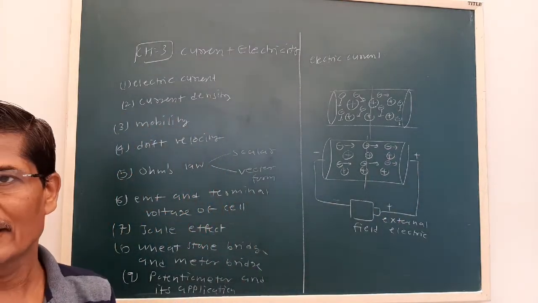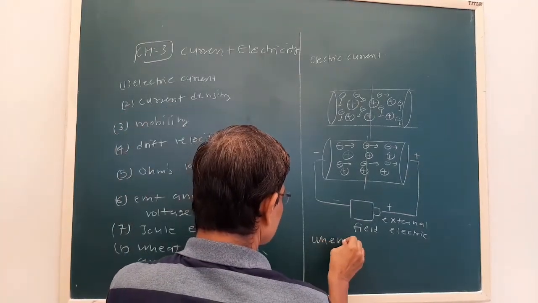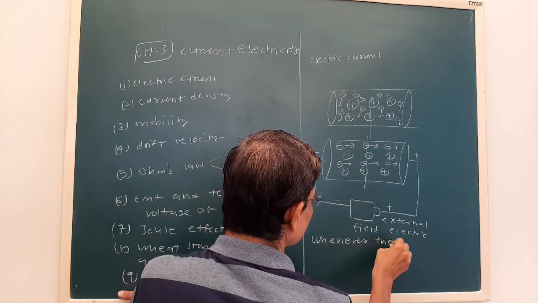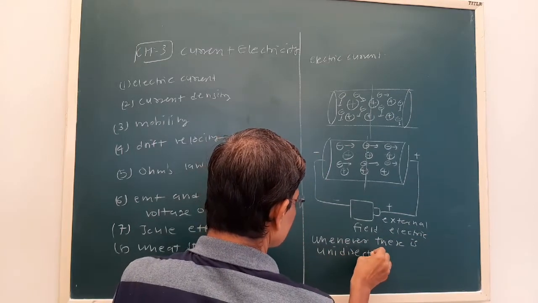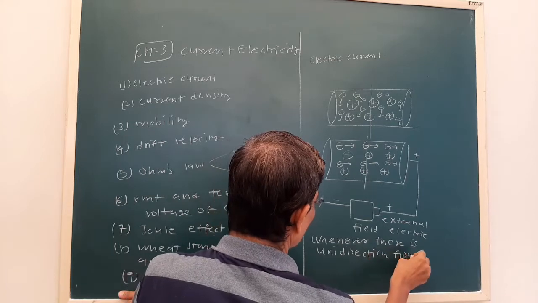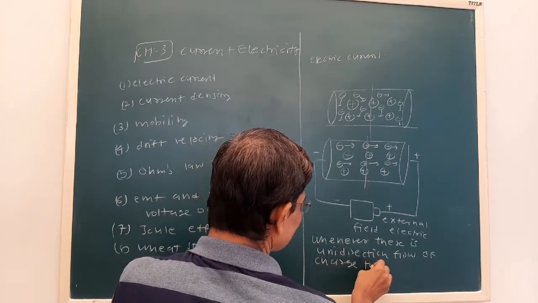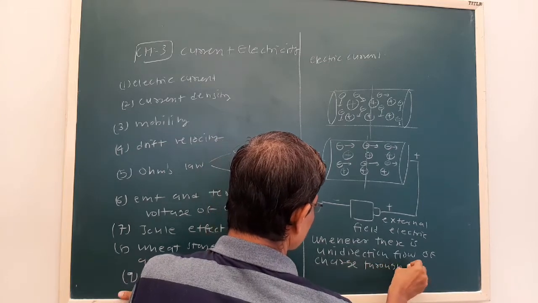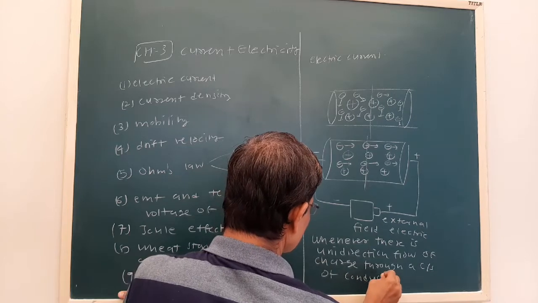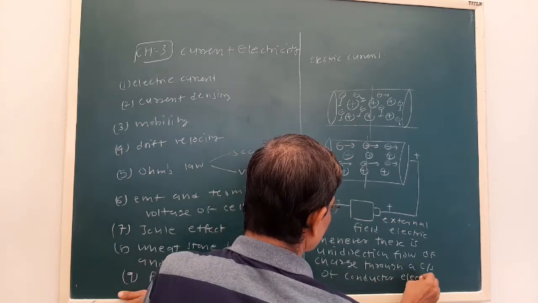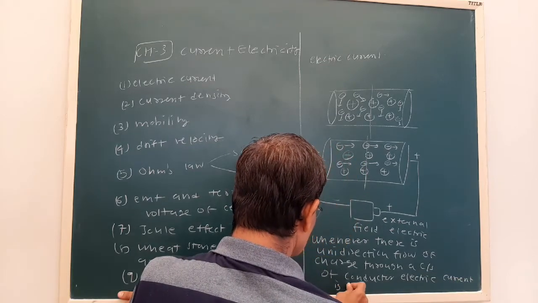What is the meaning of unidirectional? In one direction. So whenever there is unidirectional flow of charge through a cross section of a conductor, electric current is produced.